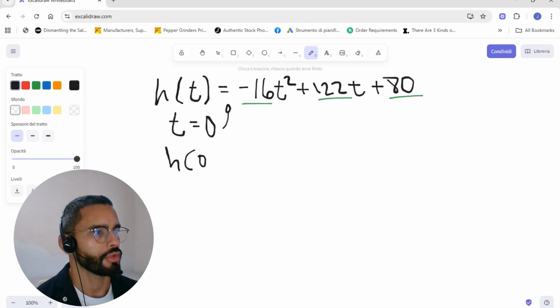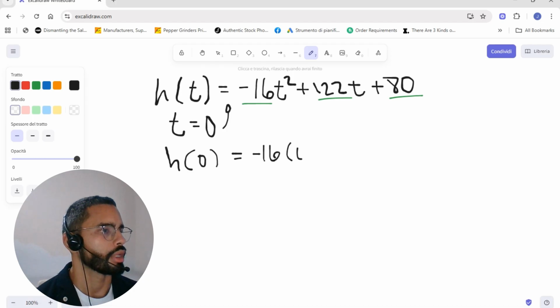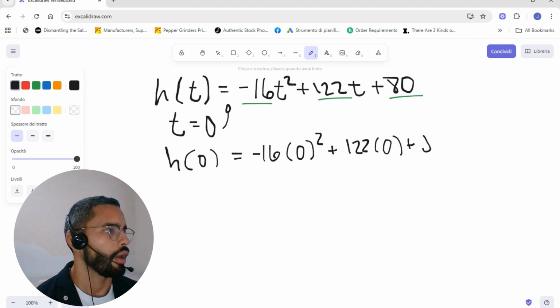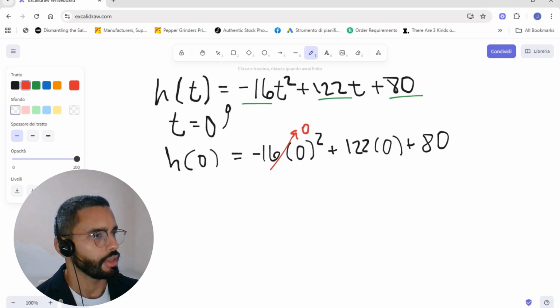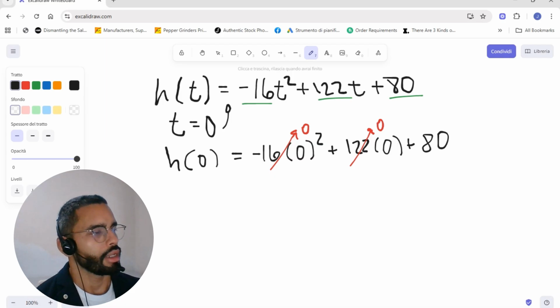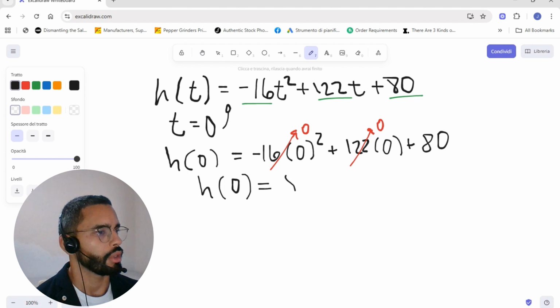Correct. h of 0 equals negative 16 times 0 squared plus 122 times 0 plus 80. All right, perfect. Yes, exactly. You're right. This cancels out because we're multiplying by 0, as well as this one. Perfect. Now, what does this give me? Exactly. Now I'm left with h of 0 equals 80.